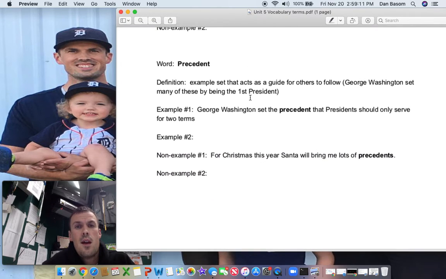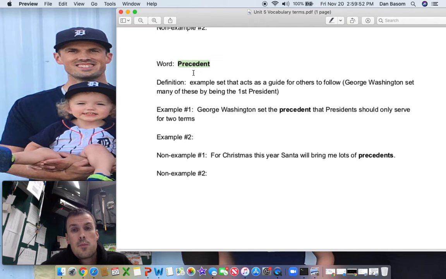The second word, and I've seen lots of kids mess this up over the years because it sounds very similar to another word, is precedent. Now, as you probably have guessed, it sounds a lot like president, and I've actually seen kids get this wrong because they think it is how you actually spell president. It's not. It's the word precedent. Definition of precedent: an example set that acts as a guide for other people to follow. So, for instance, George Washington, as we discussed earlier this unit, set many precedents by being the first president. So he basically set examples for other people to follow.